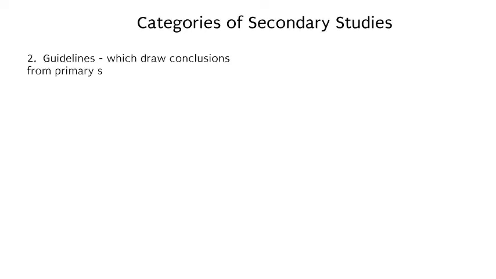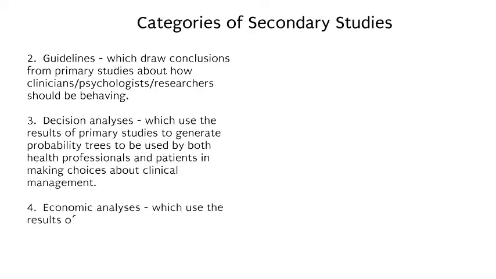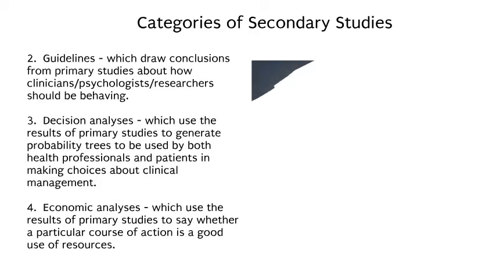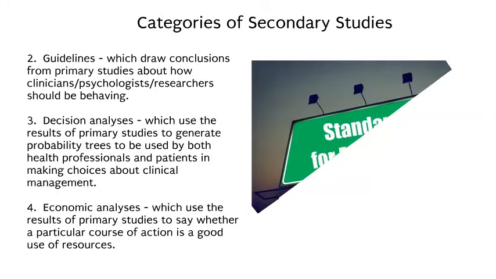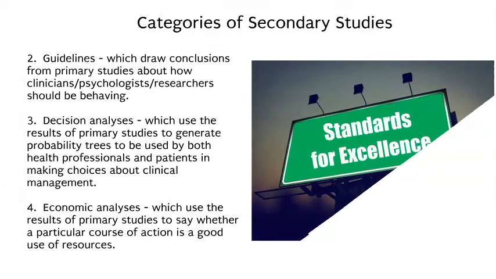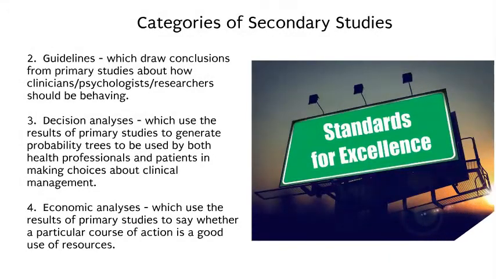The next type of secondary studies are guidelines, which draw conclusions from primary studies about how clinicians, psychologists, or researchers should be behaving. The next are decision analyses, which use the results of primary studies to generate probability trees to be used by both health professionals and patients in making choices about clinical management. And the next one are economic analyses, which use the results of primary studies to say whether a particular course of action is a good use of resources or not.